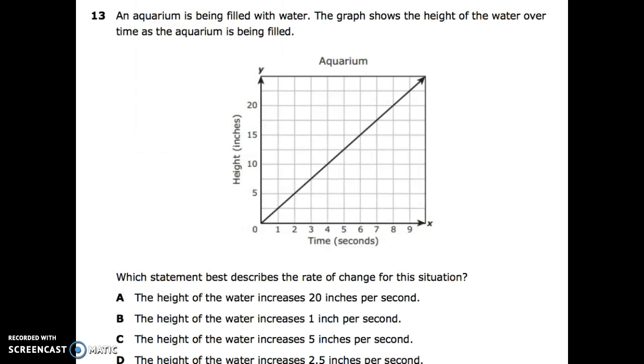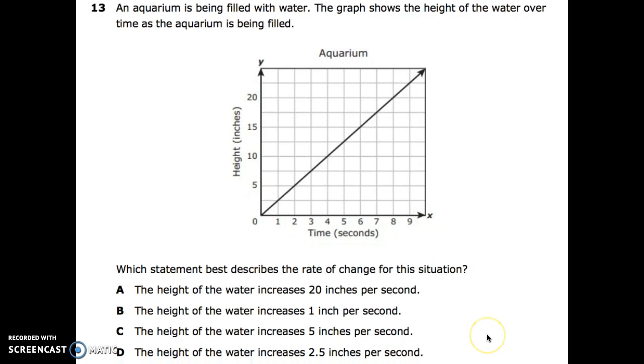An aquarium is being filled with water. The graph shows the height of the water over time as the aquarium is being filled. Aquarium, height in inches, time in seconds. Which statement best describes the rate of change for this situation?